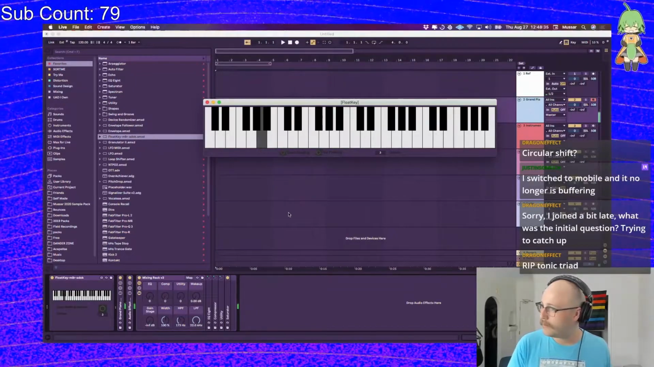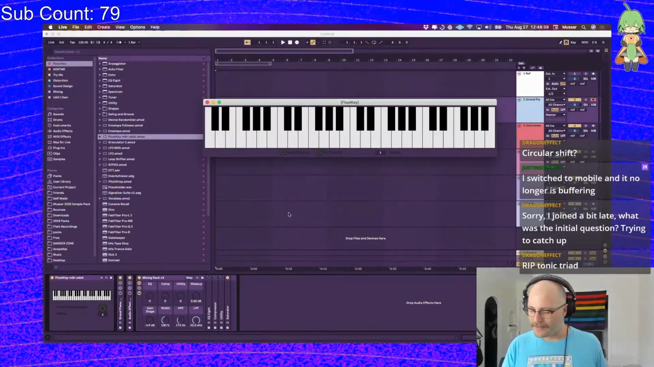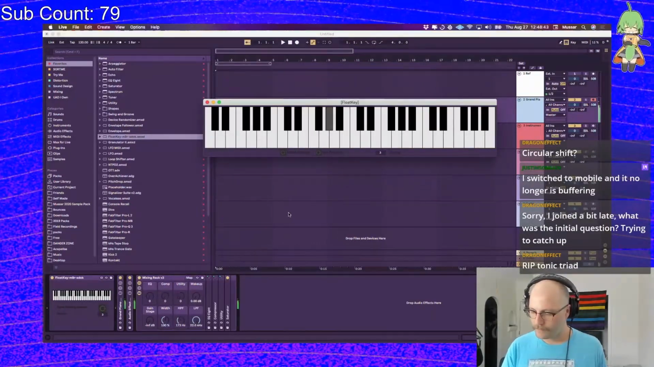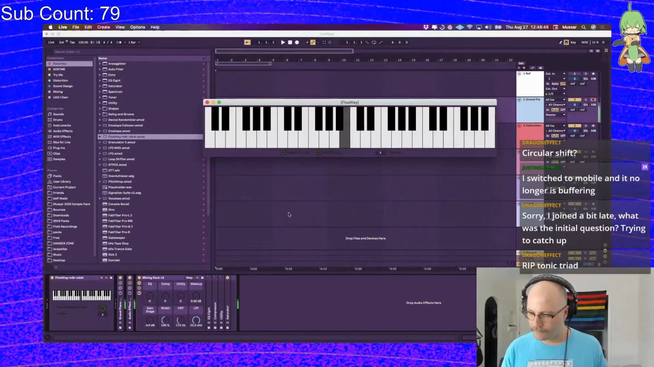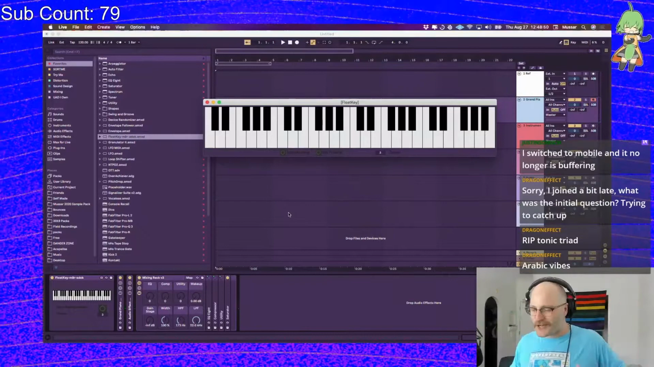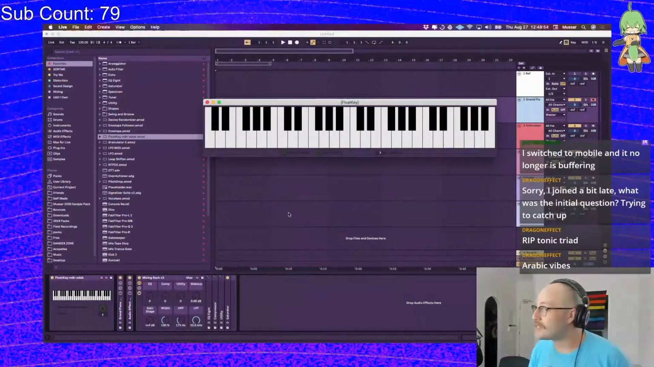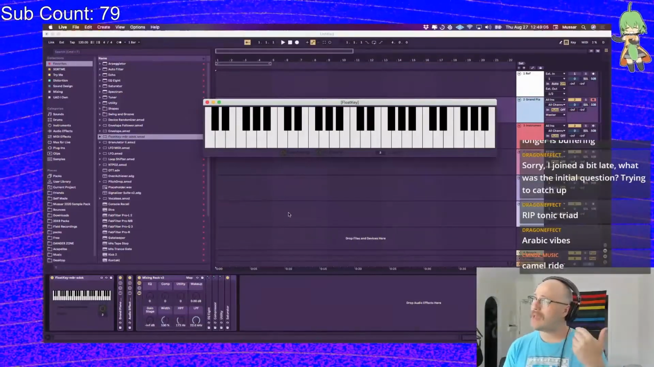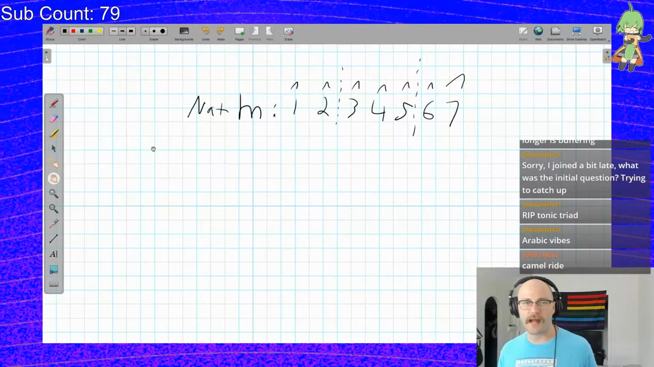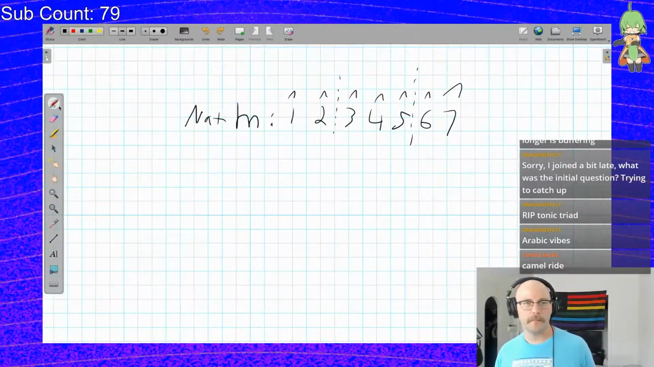I personally really like that, especially when you start on the fifth. But, you know, I'm Jewish, so I like Hava Nagila. Pardon me. Yes, it's a very Middle Eastern aesthetic for that. But what we have now is a deviation, an alteration from this natural minor. I'm not going to label it yet, but we're going to write it out.